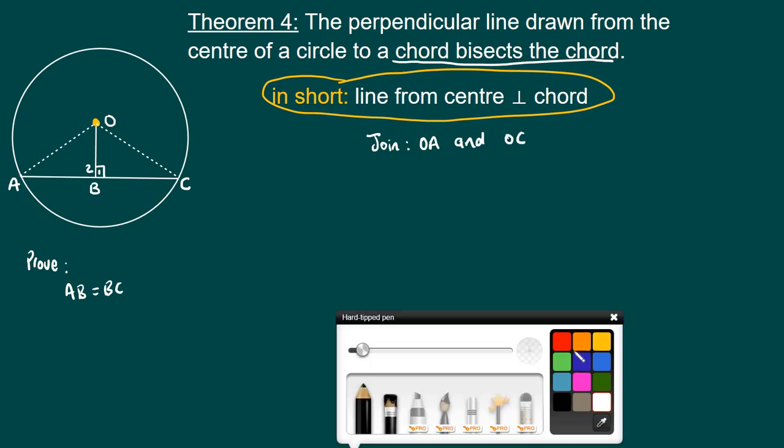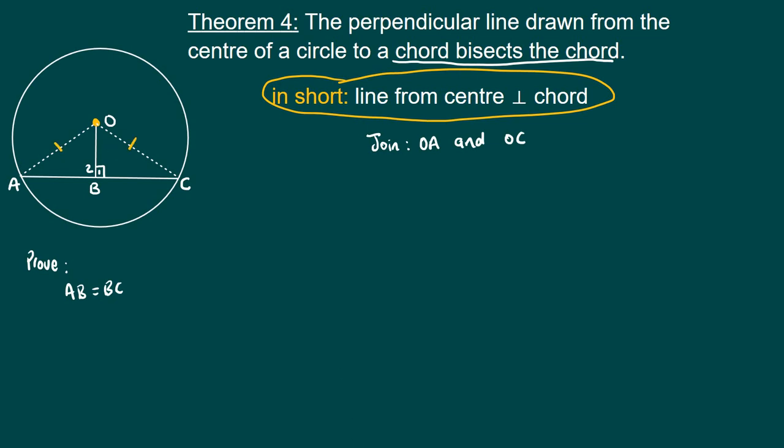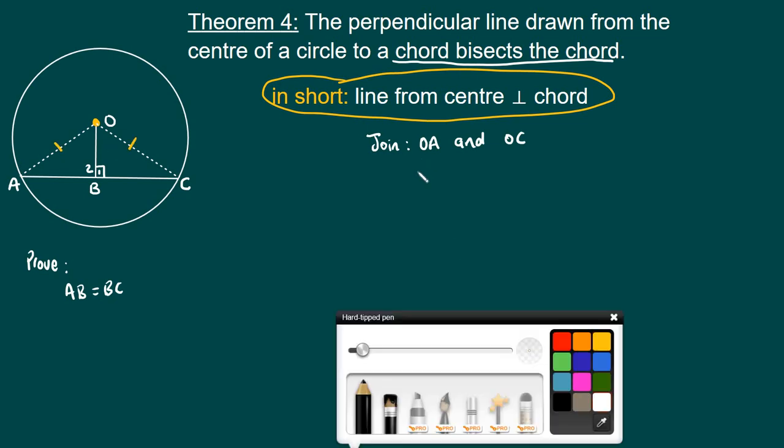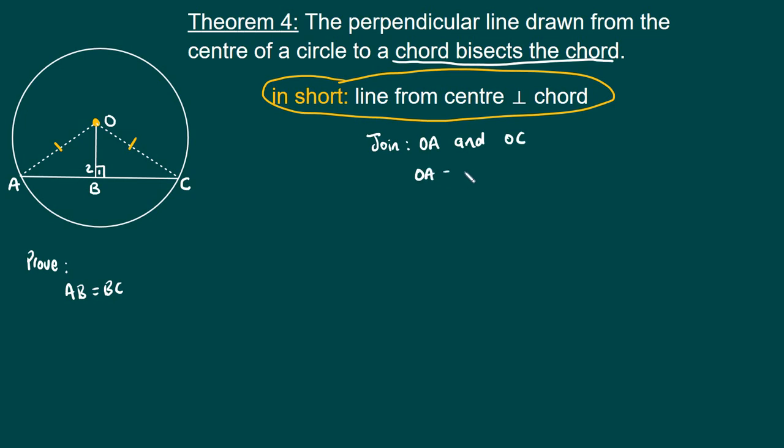After doing that, what are you going to have? Remember that the lines are going to be equal. So you tell the examiner that OA is equal to OC. Then you tell the examiner that this is because those lines are radii. So you say radii.